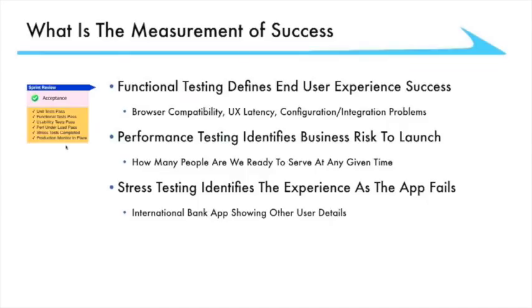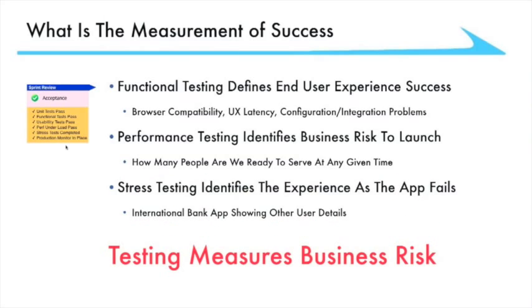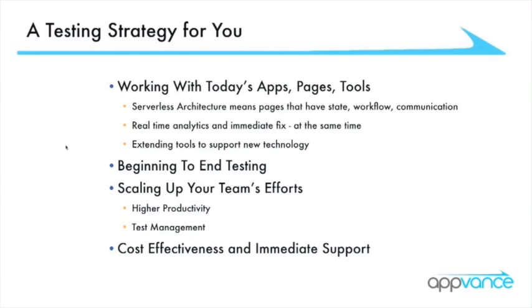Now the issue here is that a lot of testers will say, hey, I'm really good at one but not the other two. So they might be really good at performance testing but not at functional testing. Well, this kind of testing measures business risk, and it's really important for you to know that there are all sorts of tools and techniques out there to help you do all three: functional testing, performance testing, and stress testing. So let's talk a little bit about how that would work for you.